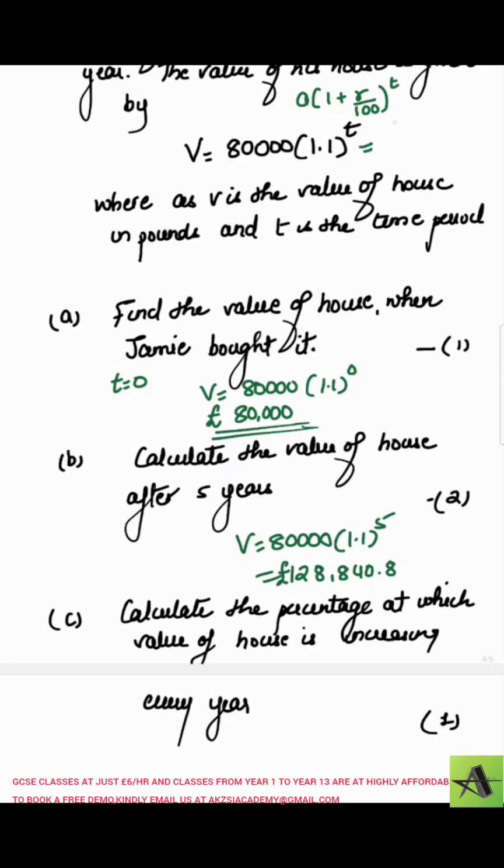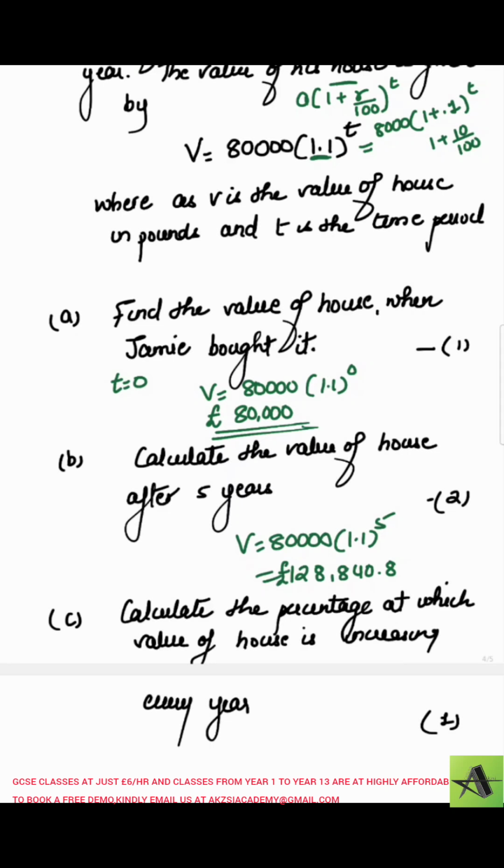Similarly, 80,000 is a, that's the initial value. Only we have to look into this one. 1.1 can be written as (1 plus 0.1) whole to the power of t. And 0.1 is what? 10 over 100, because 0.1 is 1 over 10. But obviously r over 100 is equal to 0.1.